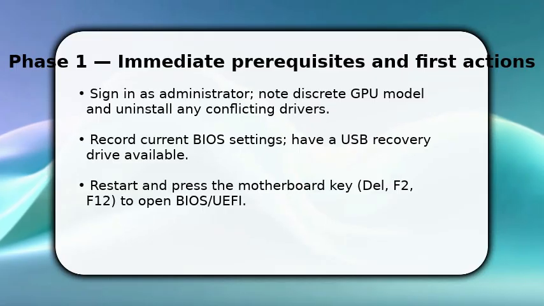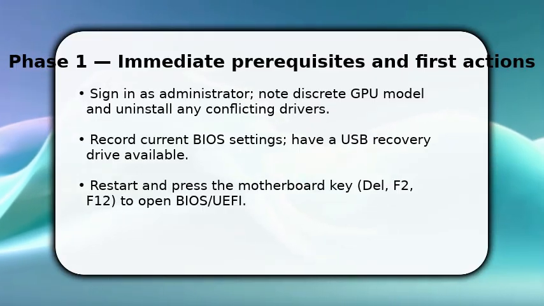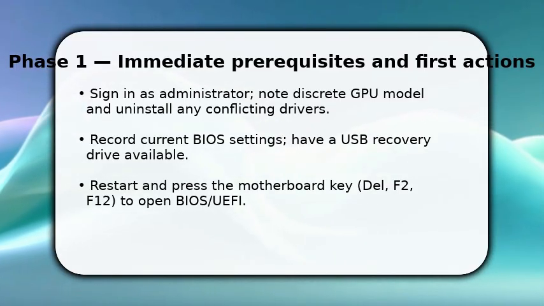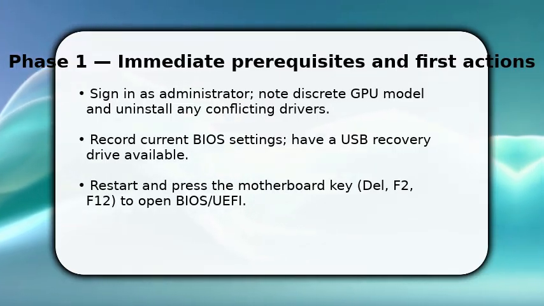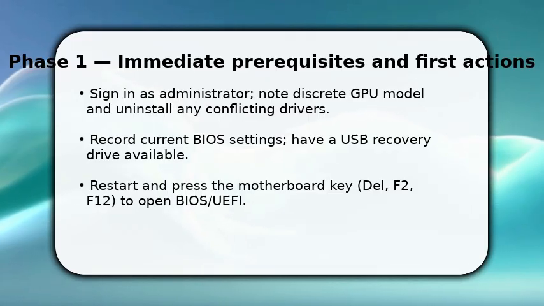You need admin access and a quick hardware checklist. This avoids surprises. Once ready, restart and press the key shown for BIOS, Dell, F2, or F12 immediately as the system boots. In BIOS, locate Advanced or Chipset Settings.